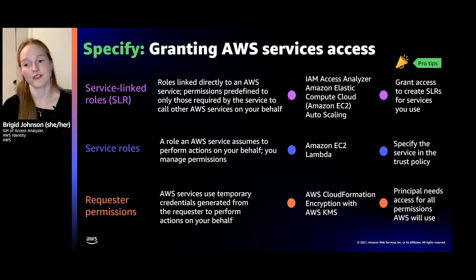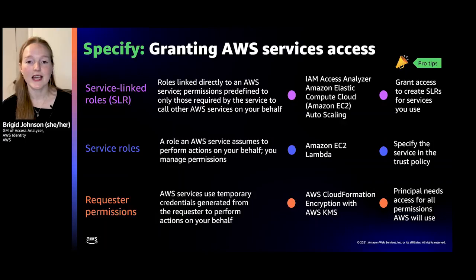The second one is service roles, and we try to use service roles when the permissions need to be customized. This would be like in Lambda, we don't know what your function is going to do because you're going to author a function. And so you need to specify the permissions, and as well, you need to specify the service in the trust policy. My pro tip here is to specify the service in the trust policy and also break it out. You don't want to mix and match too many together. It'll be hard to audit and monitor that access.